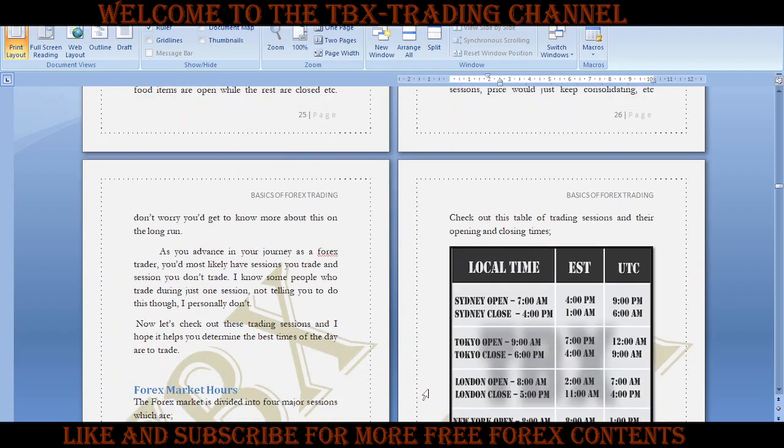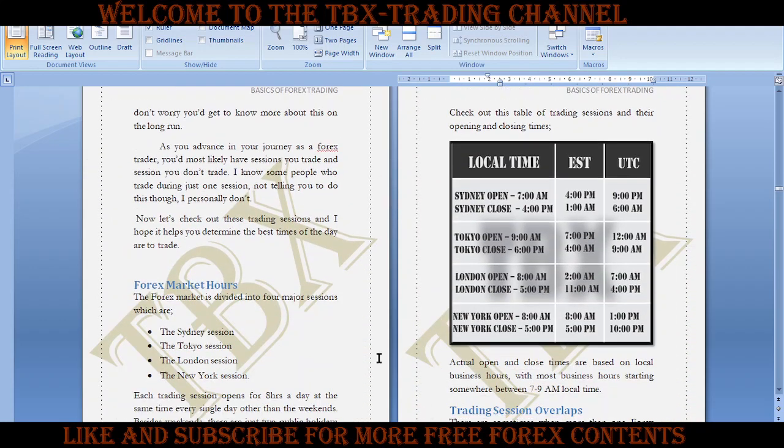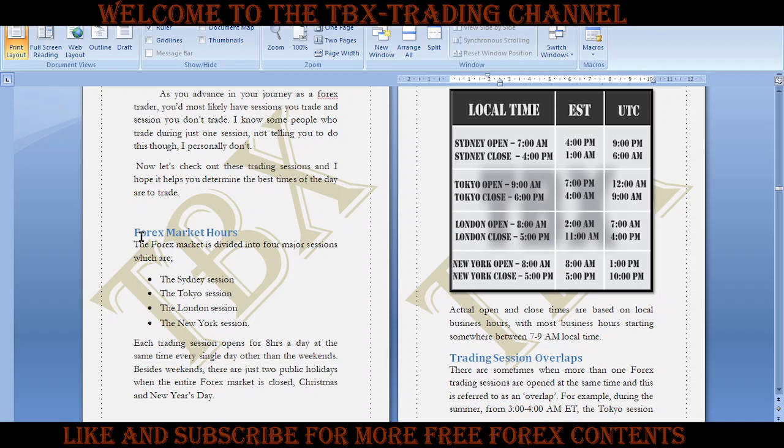So let's go to the types of trading sessions and the times they open. These are the forex market hours, the types of trading sessions: the Sydney session, the Tokyo session, aka the Asian session, the London session, and the New York session. How do the trading sessions affect the market? Well, the sessions affect different pairs in different ways, and they actually affect the market in different ways also.